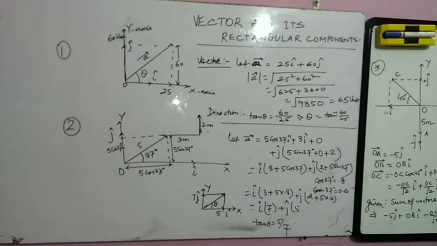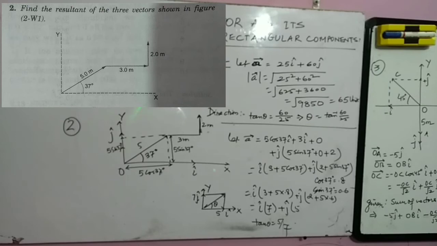Now I am coming to the second problem. This is your second problem: find the resultant of the three vectors. You are given three vectors. This vector of 5 units is one vector, this 3 meter is another vector, and this 2 meter is the third vector.